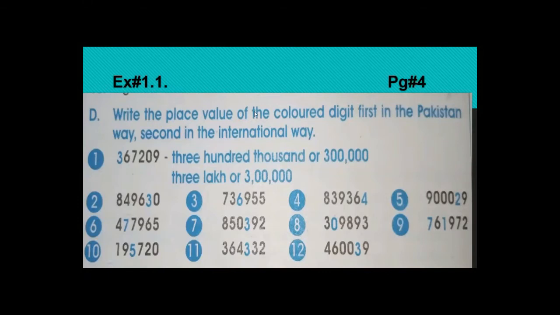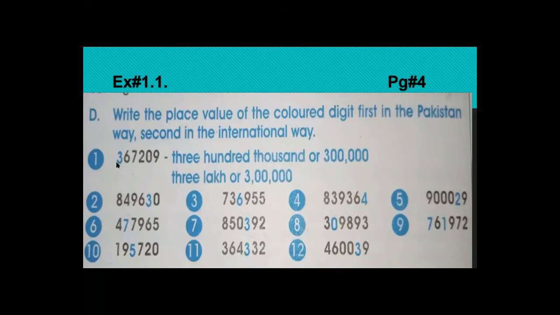Look into your books, page number 4. And here on your screens you see part D. Write the place value of the colored digit first in the Pakistani way, second in the international way. Okay, what they are asking from you is that you only identify the place value of the colored digit, not of all digits. First of all, you have to write in the Pakistani way only the place value of the colored digit, then in the international way. So here one example is done for you in your book.